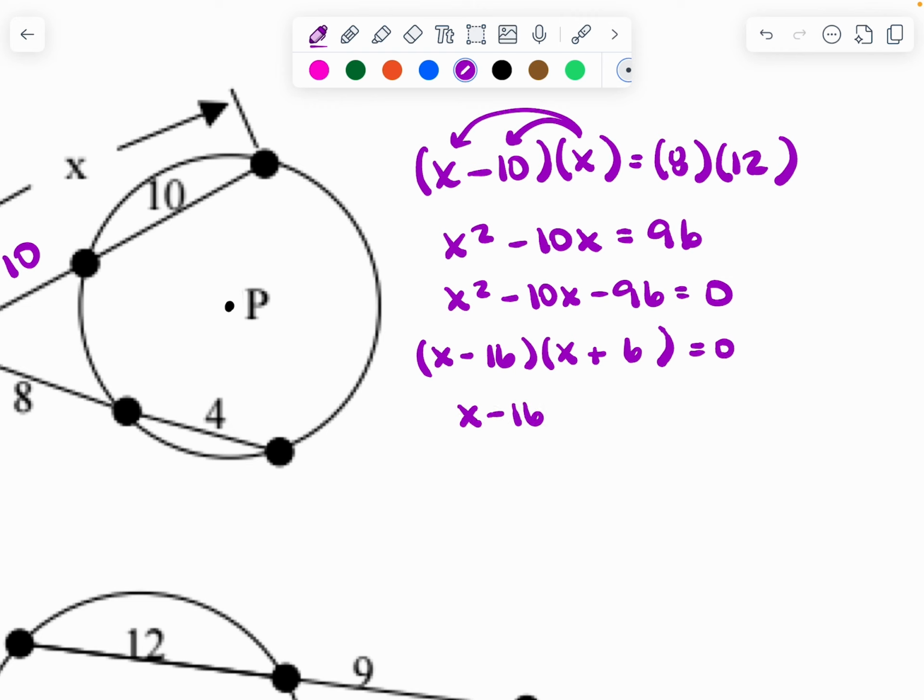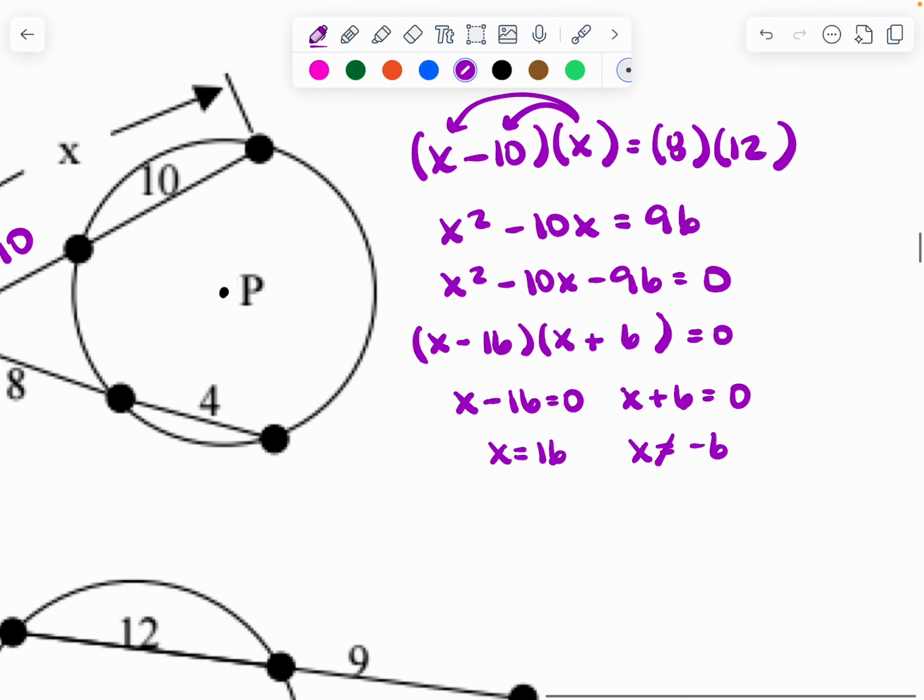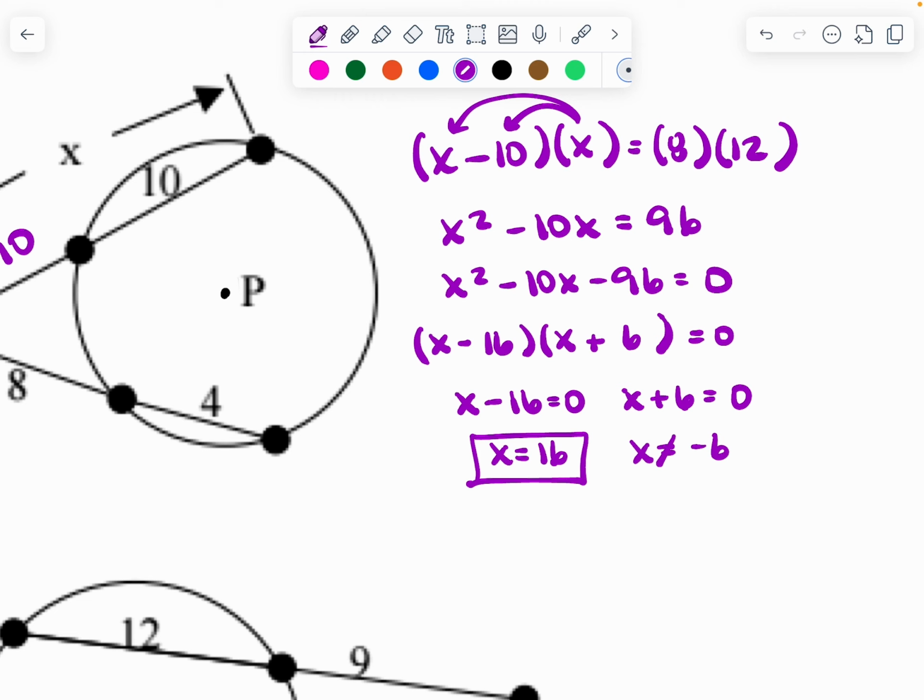And then we set each factor equal to 0. And that's going to give us x equals 16, which is looking good, and x equals negative 6, which is not going to work for this particular problem. And so that's going to be our go-to answer of 16.